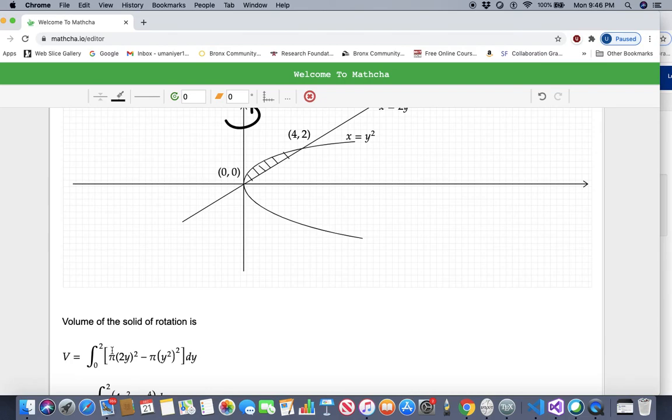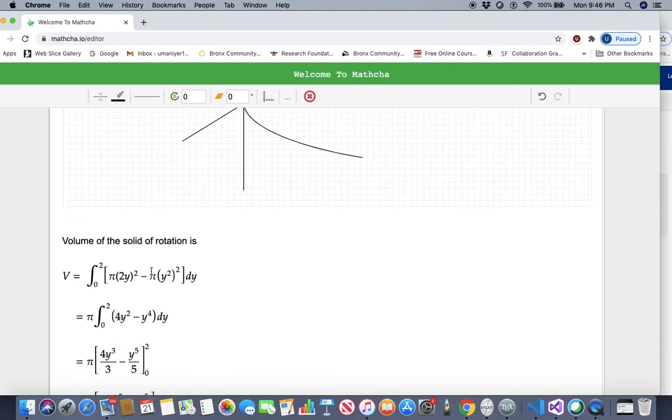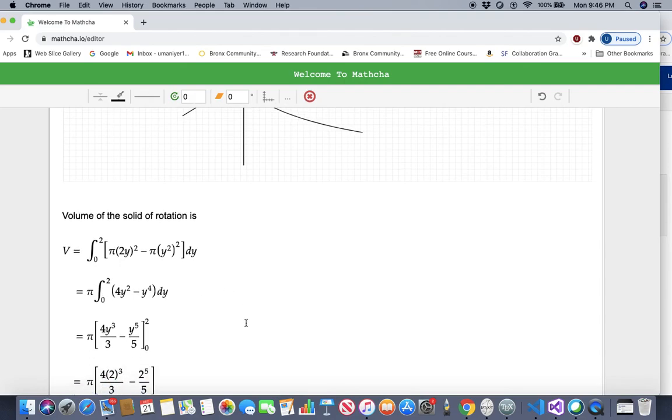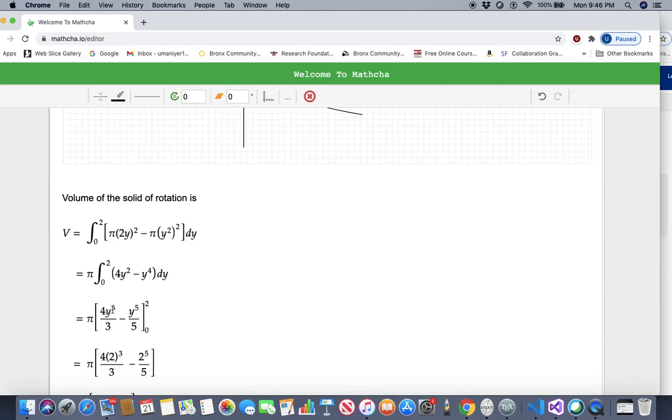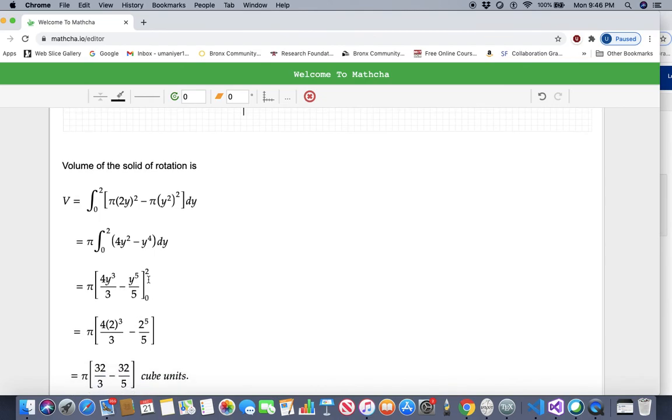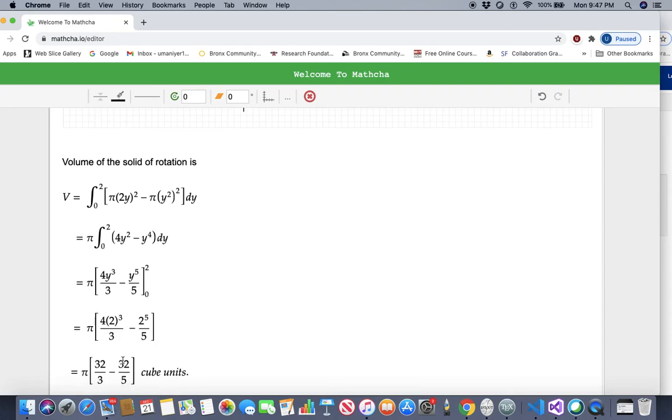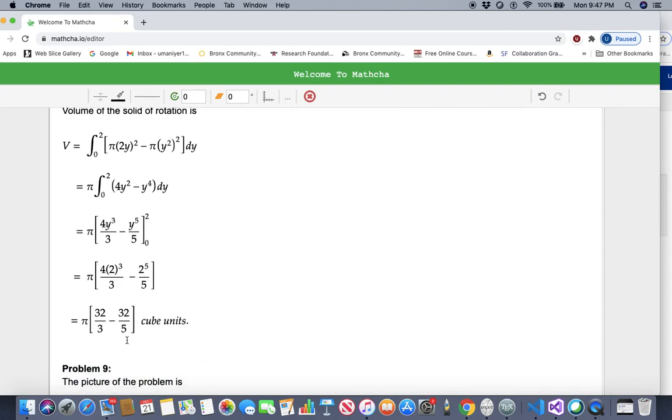So integral 0 to 2 of pi outer radius squared minus pi inner radius squared, integration with respect to y. Remember, pi is a common factor. This gets me 4y squared. This gets me y to the power 4. Integral 0 to 2. Y squared integral is y cubed by 3. Y fourth integral is y to the 5 by 5. All I need to do is apply the limits. When y is 2, I get eventually this to be the answer.